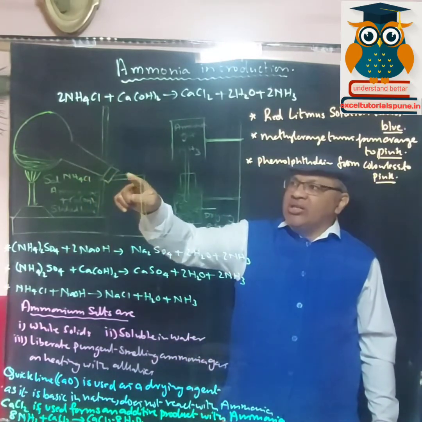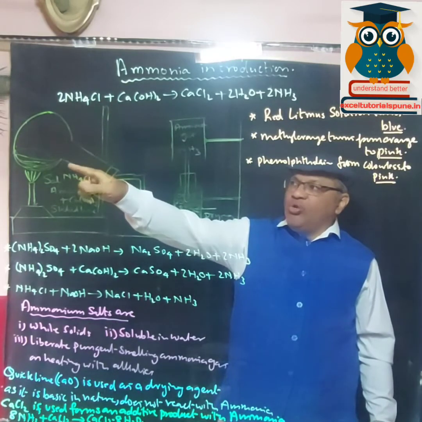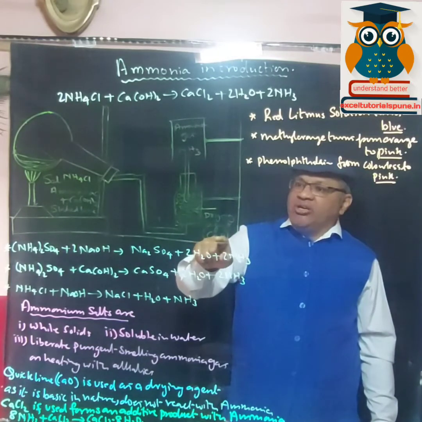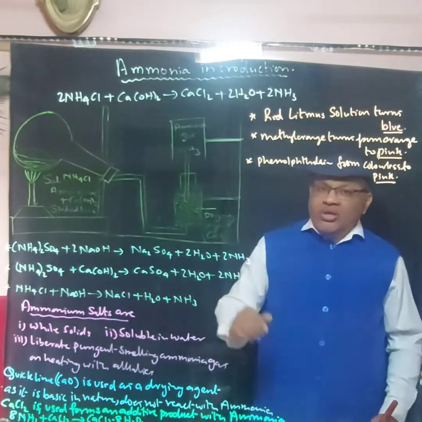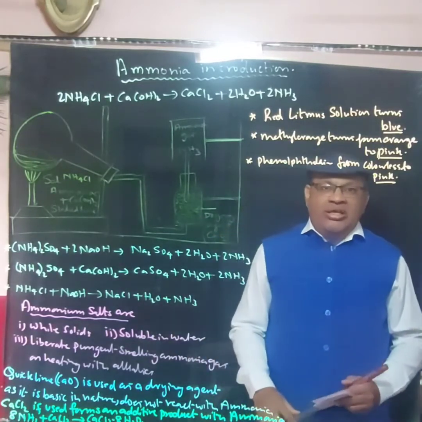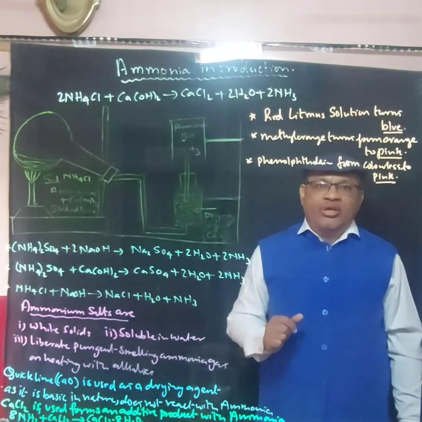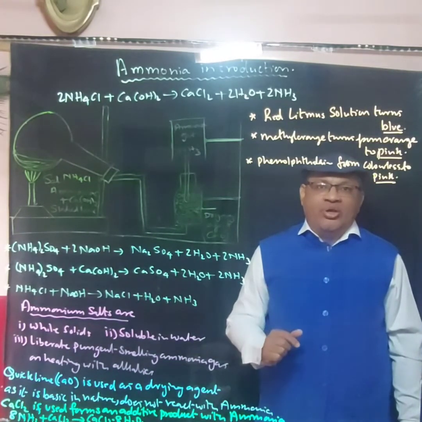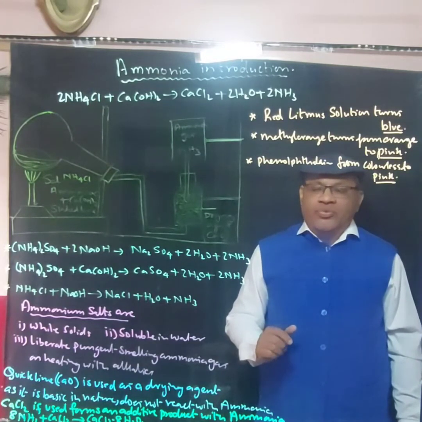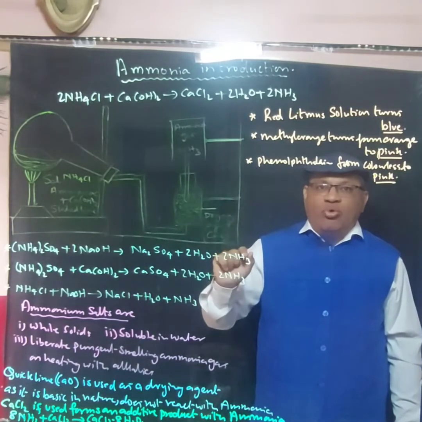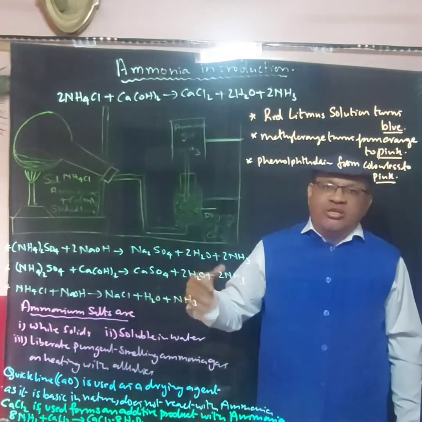Now see how the ammonia gas is released when you heat it, and it's getting collected by downward displacement through this drying agent which is calcium oxide or quicklime. Quicklime is the only drying agent used for drying ammonia gas. Can you name the drying agent used for hydrochloric acid? Just remember and let me know in the comments down. This drying agent is used because it does not react with ammonia. Any other drying agent, if you use, reacts with ammonia.